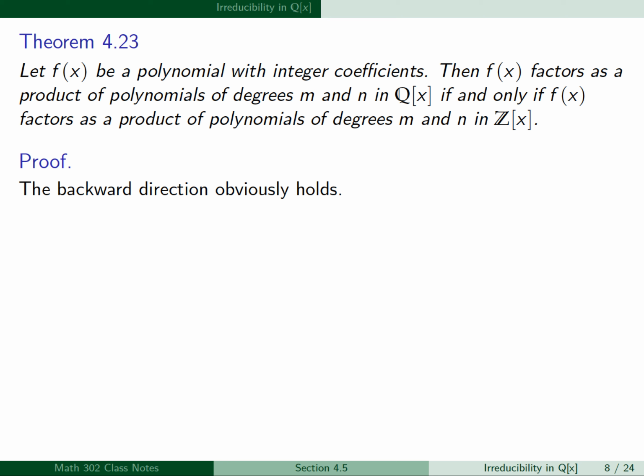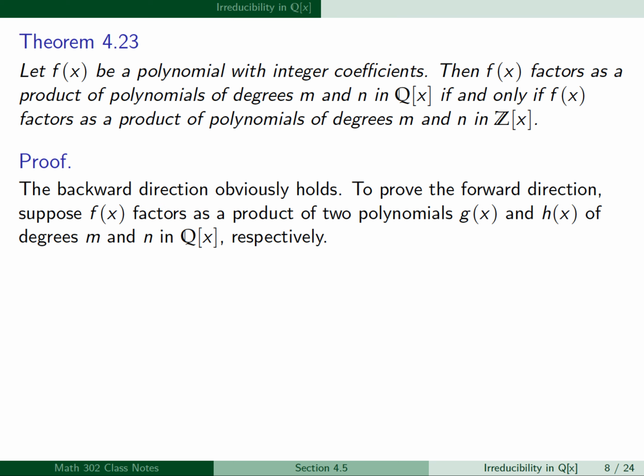So the backward direction obviously holds. If the polynomial factors in Z[x], then it factors in Q[x] with the same factors. To prove the forward direction, we'll suppose our hypothesis. Suppose f(x) factors as a product of two polynomials g(x) and h(x) of degrees m and n in Q[x] respectively.